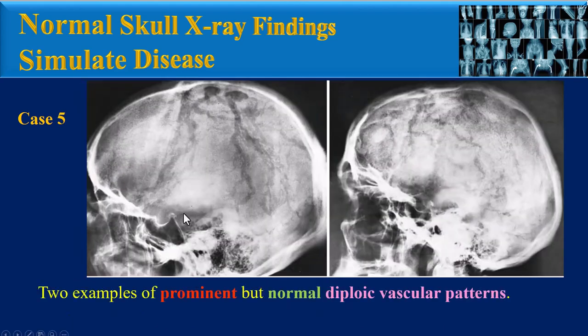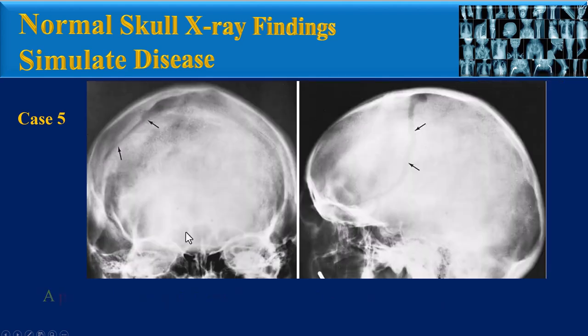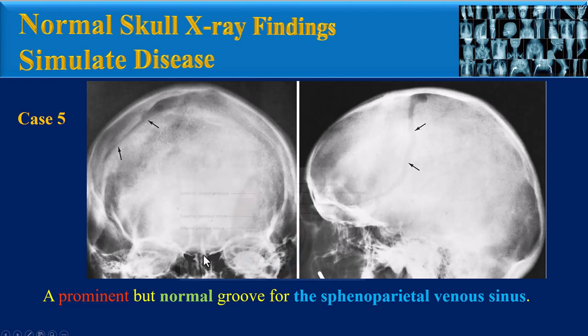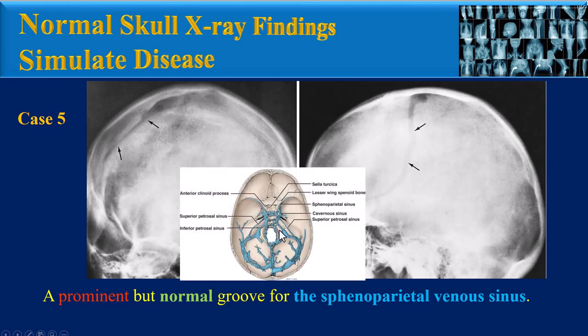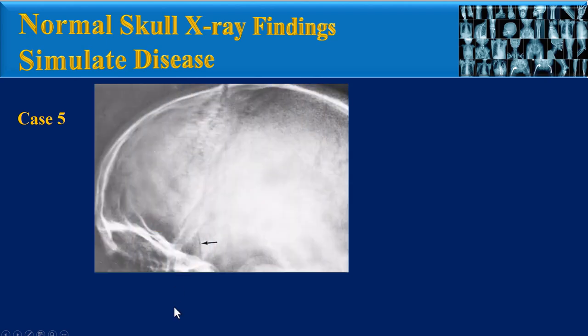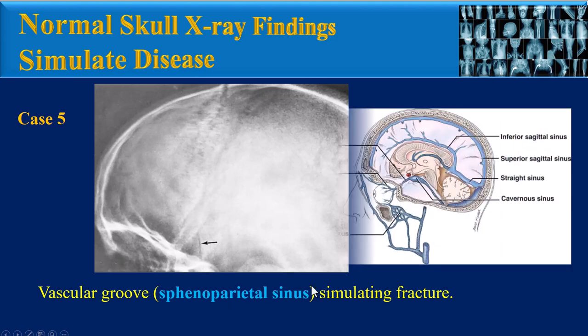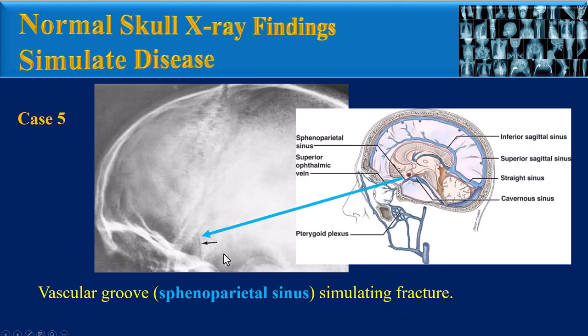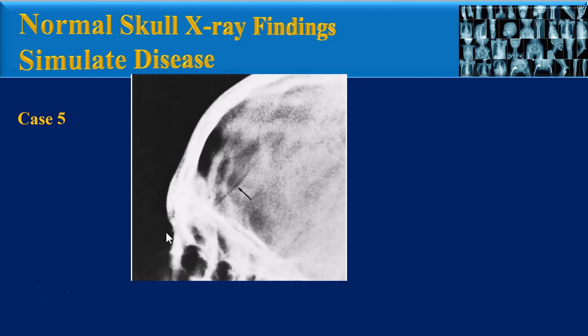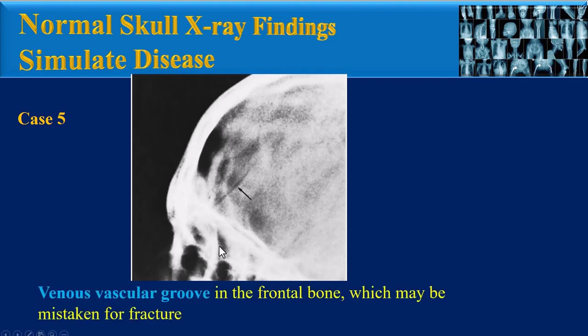Case 5. Two examples of prominent but normal diploic vascular patterns. This image shows a prominent but normal groove for the sphenoparietal venous sinus. Another one, in a lateral skull image, we can see a vascular groove for the sphenoparietal sinus simulating a fracture. Another example of a venous vascular groove in the frontal bone, which may be mistaken for a fracture.